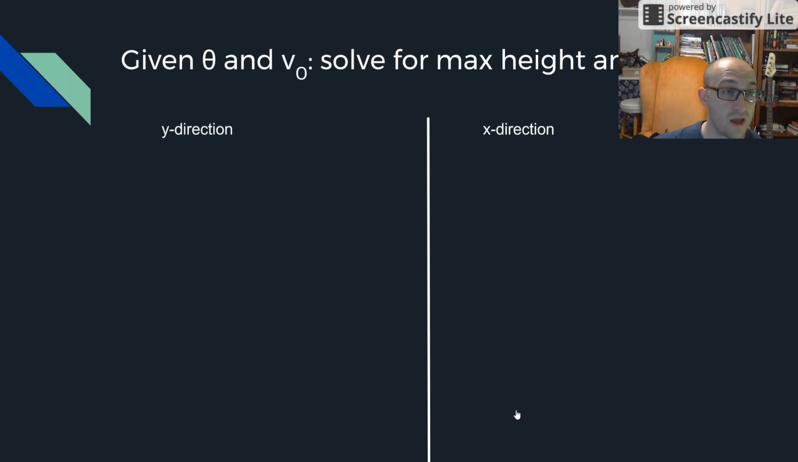Problem-solving technique here. I'm going to separate this into y direction and x direction because it makes it easier. I am not going to try to solve this problem as one big clump because it doesn't work. You have to break it up into just x direction and just y direction. Otherwise, it does not work at all.